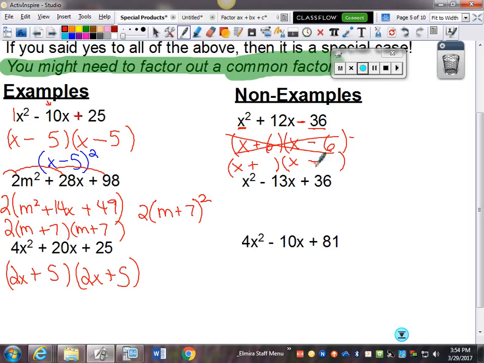Plus, minus. Now, is there anything that multiplies to 36 and subtracts to 12? So 36, let's see, 1 times 36, nope. 2 times 18, nope. 3 times 12, nope. Now, we've gone from 18 minus 2 is 16, and 12 minus 3 is 9. So even if we keep listing the factors, we're not going to find anything that subtracts to 12. So not only is this not a special case, this is not factorable at all.